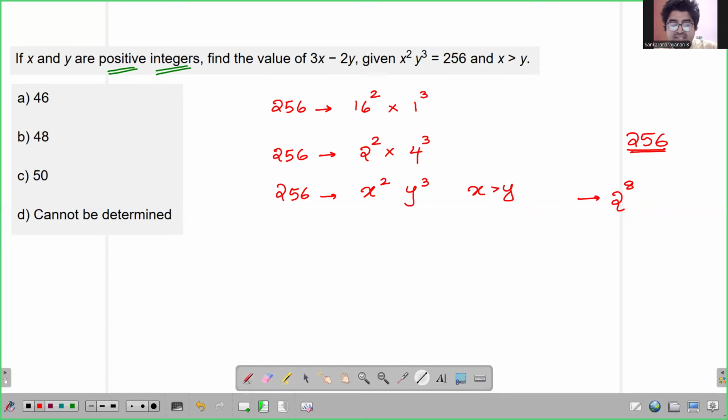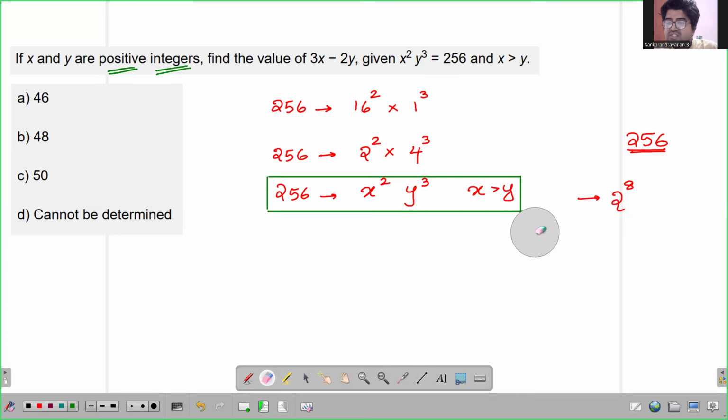Please note, this is given in the question. It's not what I am saying, but this is given in the question. So you have to look for that condition in the possibilities that I have listed here. X should be greater than y. So this is as such ruled out. Got it? This is out. This is not going to be considered.